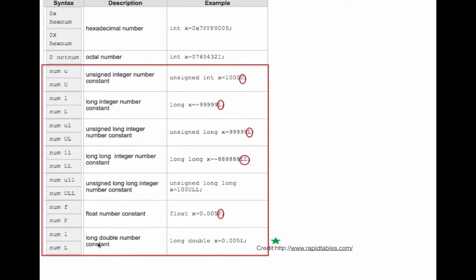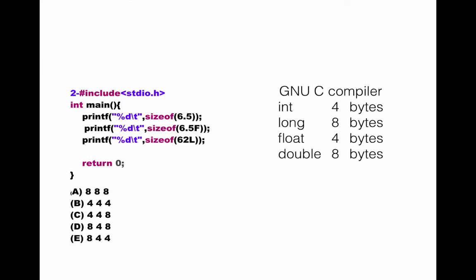Yes, because it depends. Look here. Don't forget this. L can be just a long integer and can be a long double number. It depends on whether the value has a floating point or not. Here it has a floating point, so it's a long double, and here it doesn't have a floating point, so it's just a long integer, of course.